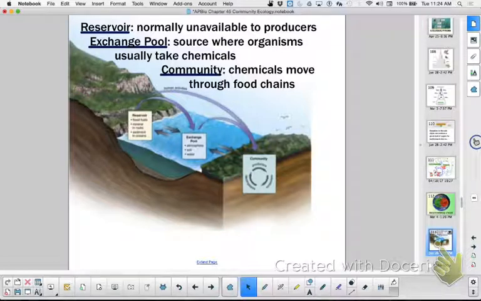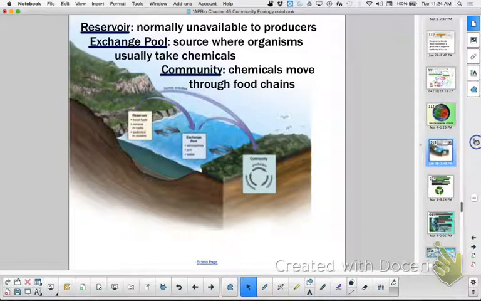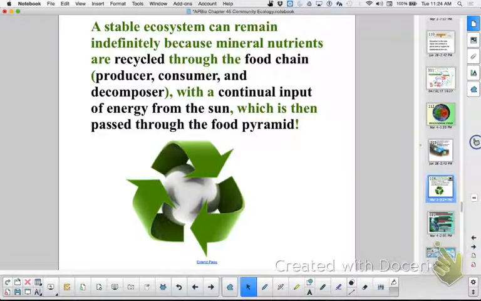Stuff that is not available to producers, and then eventually they are available to consumers. Okay, and whoever explained this, other bio buddy, this is on you. Go.